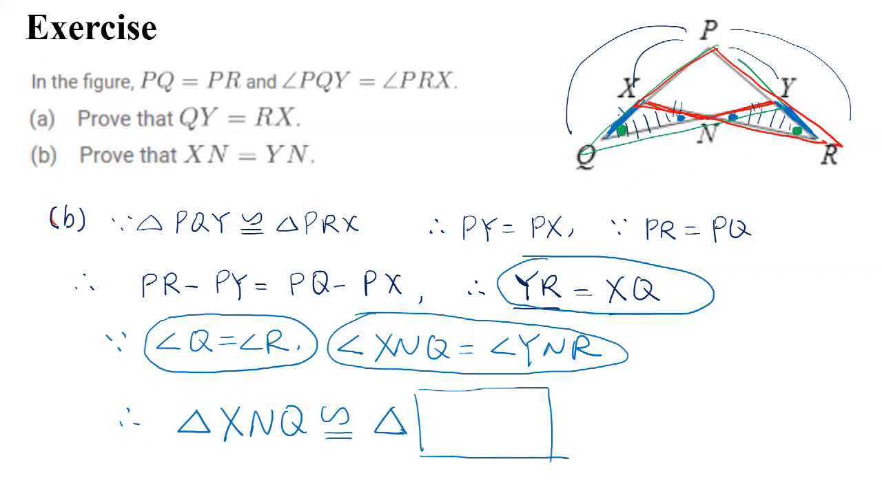So note here, we have proved this side equals this side, right? Yeah. And this angle equals this angle, and angle Q equals angle R. According to AAS, is this AAS? Angle equals angle, angle equals angle, and a side that is adjacent to one of the angles. So according to AAS, triangle XNQ should be congruent to which triangle? Can you see that?